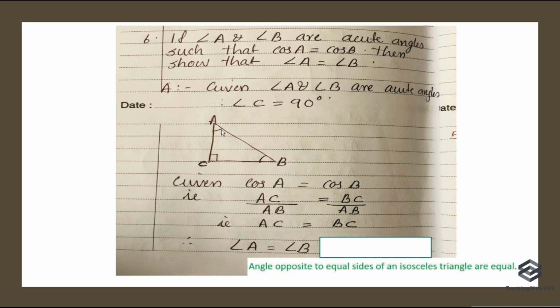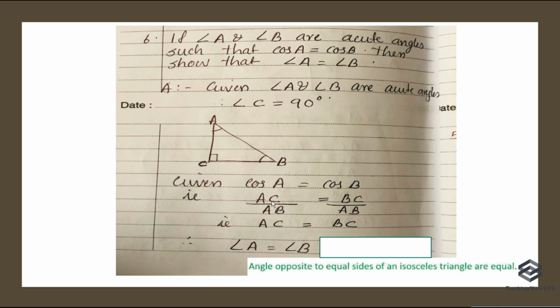Given cos A equal to cos B. What is cos A? Cos A is adjacent by hypotenuse. Adjacent of angle A is AC. Hypotenuse is AB. Therefore, cos A equal to AC by AB. What is cos B? Cos B is the side adjacent to angle B divided by hypotenuse. Adjacent of angle B is BC and hypotenuse AB. So, BC by AB. AC by AB equal to BC by AB.